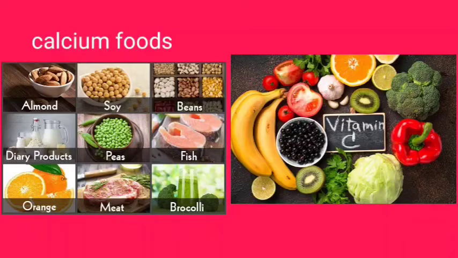So in the picture you can see, in the first picture, some of the calcium rich foods: broccoli, meat, orange, all the dairy products. Dairy products means what? Milk and milk products. Peas, fish. Fish is a very rich source of calcium. Nuts like almond. Also have a habit of eating all these calcium rich foods and vitamin C foods.